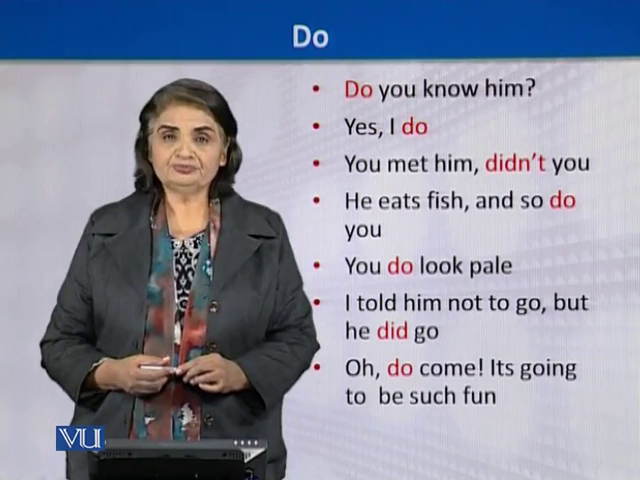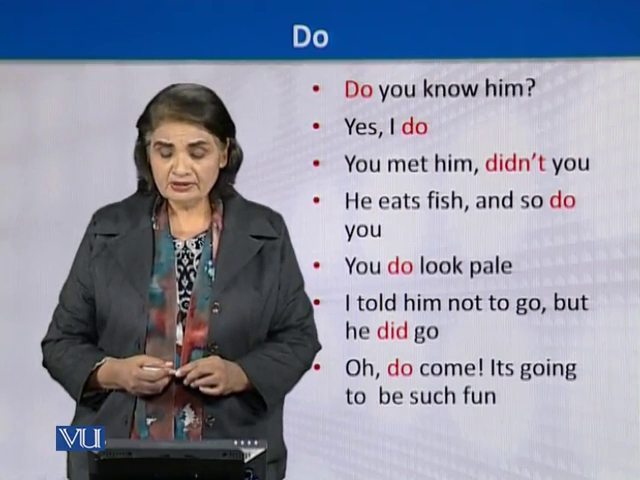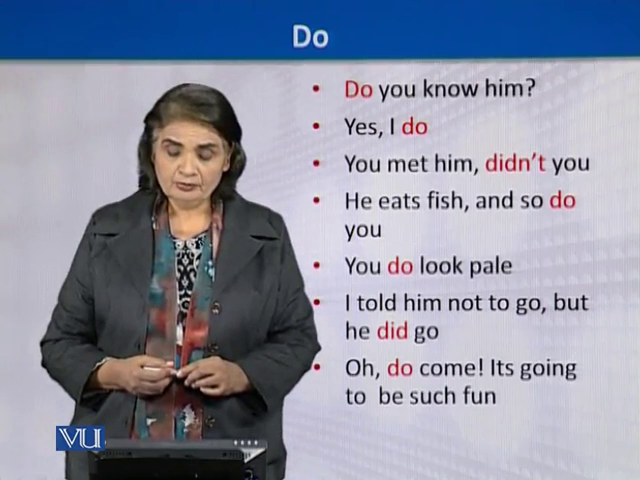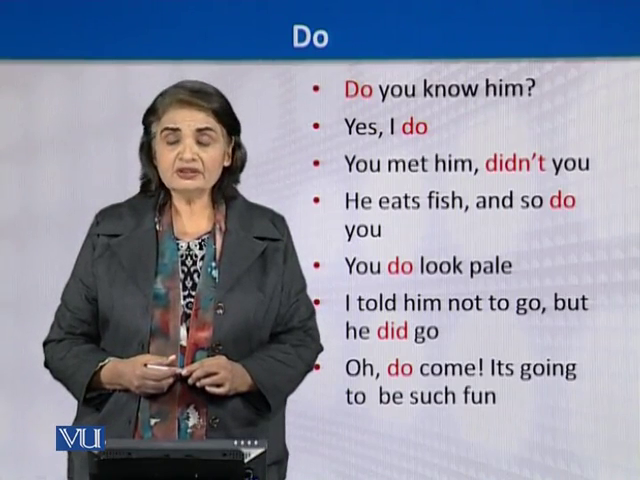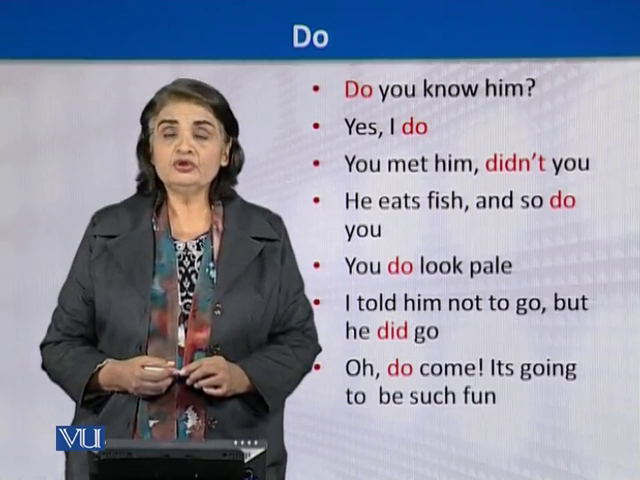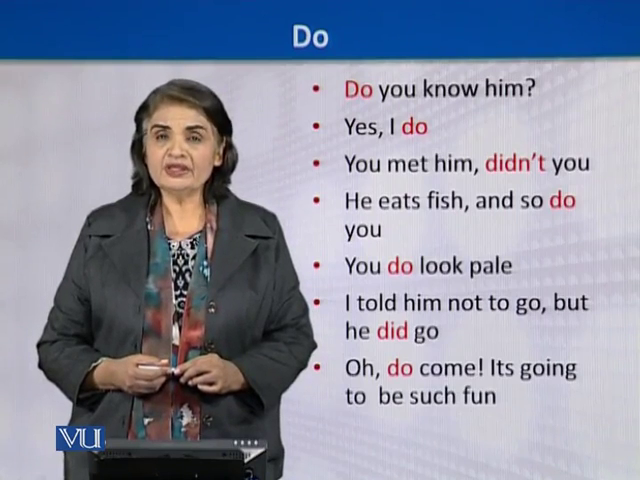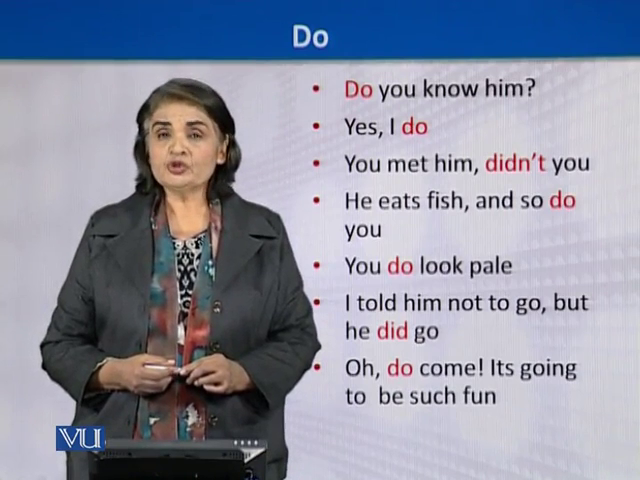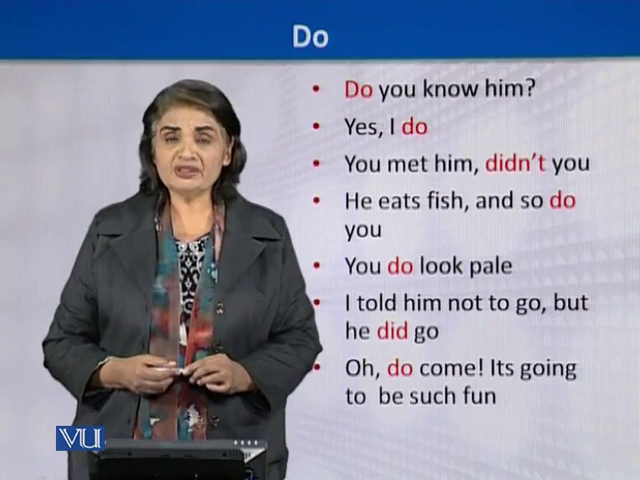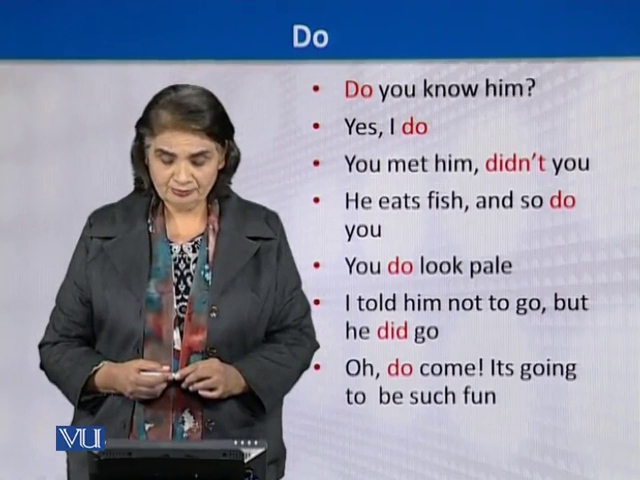You do look pale. In this example, we see that the auxiliary verb is helping to emphasize the fact that you are looking pale. You look pale is a correct formation of sentence. There is nothing wrong with the sentence when you say you look pale. Why are we using do, the auxiliary verb here, is because we want to emphasize that yes, you do look pale. So here the function of the auxiliary verb is to emphasize the fact that yes, you look pale.